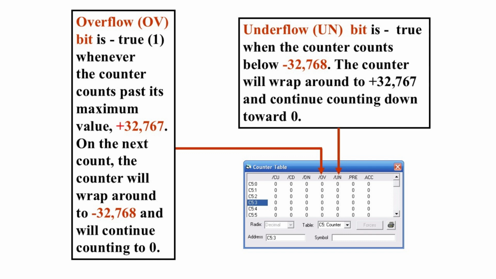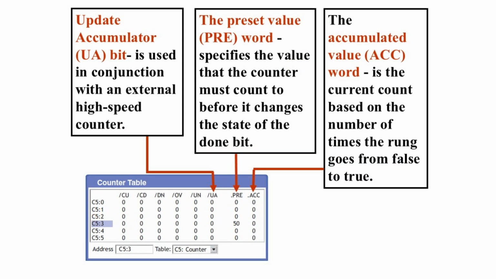Finally, the update accumulator bit, labeled UA, is used when the PLC is connected to an external high-speed counter, ensuring accurate synchronization between hardware pulses and software counts. The preset value, labeled PRE, defines the target number of counts required before the done bit turns on. For example, a preset of 7 means the done bit activates on the 7th pulse. The accumulated value, labeled ACC, shows the current number of counts the PLC has received. Each time the rung goes from false to true, the accumulated value increases by 1.